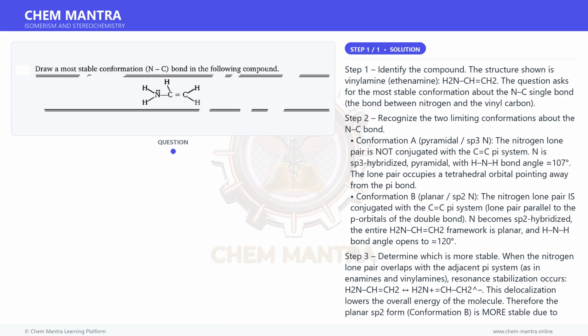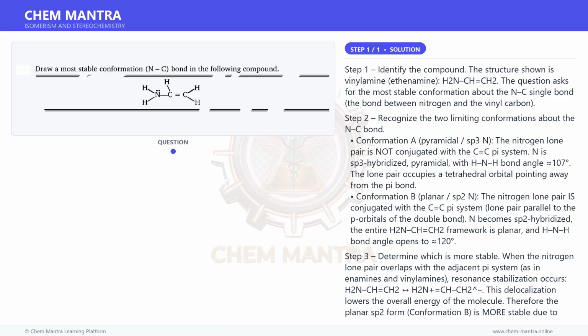When the nitrogen lone pair overlaps with the adjacent pi system, as in enamines and vinylamines, resonance stabilization occurs. H2N-CH=CH2 is in resonance with H2N+=CH-CH2-. This delocalization lowers the overall energy of the molecule. Therefore, the planar sp2 form, conformation B, is more stable due to resonance conjugation.